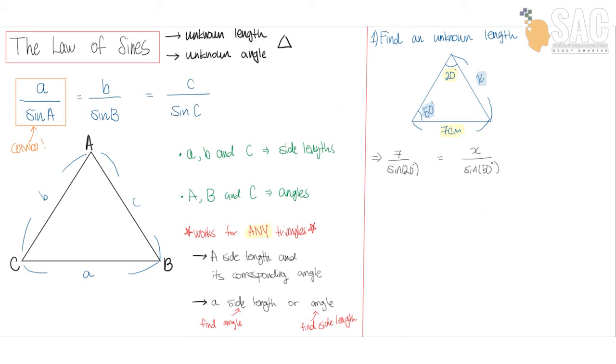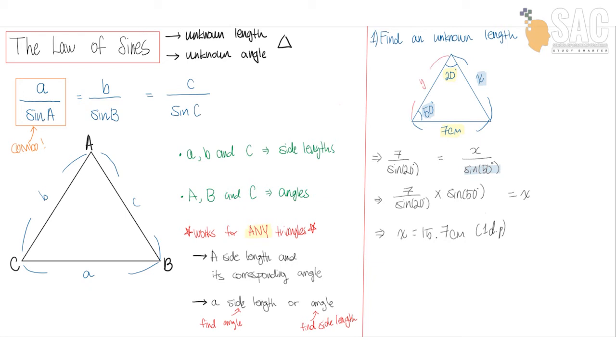And from here, you just need to solve for x. Get rid of sine 50 by multiplying the other side by sine 50 degrees. From here, you just have to put this in your calculator and you'll get 15.7 centimeters for your x value, correct to 1 decimal place.